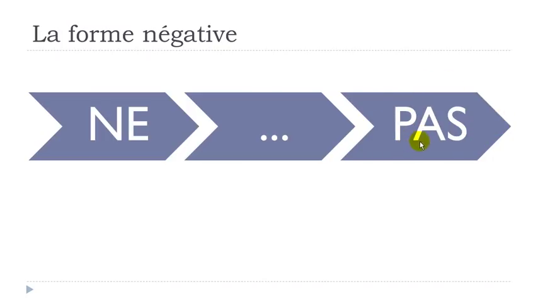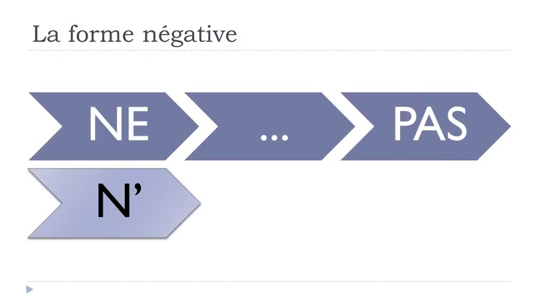Okay, we write it pas, but as usual, final s is not pronounced, so it's pas. Remember one thing: in some cases, we will have verbs starting either with a vowel or with h. H plus a vowel, and in French, H is not pronounced. So for these verbs, E will have to disappear, and it will be written like that, n', okay?